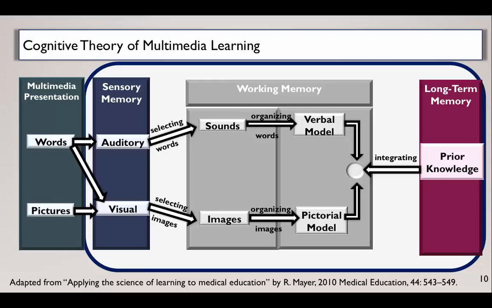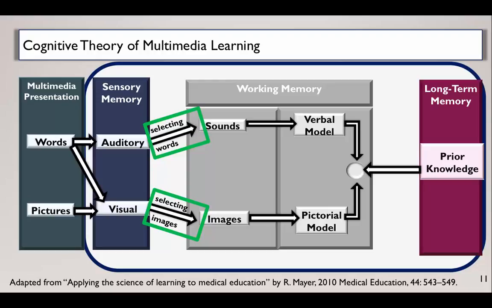This illustration demonstrates the information processing system as proposed by the cognitive theory of multimedia learning. There are 5 main types of cognitive processes. The first two, selecting words and selecting images, refer to intentional attention to spoken words and images respectively for further working memory processing.